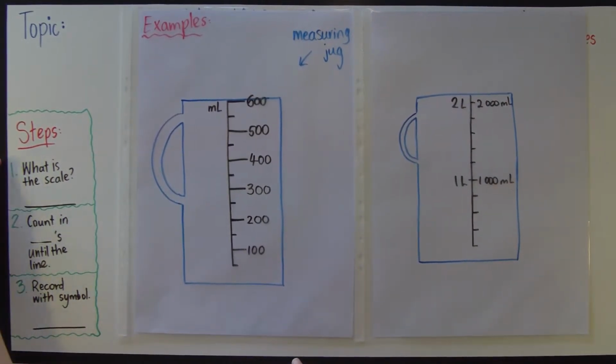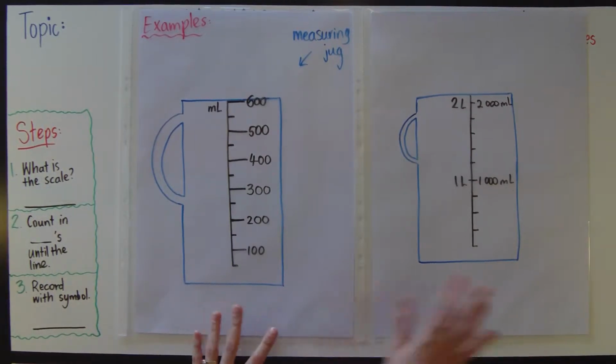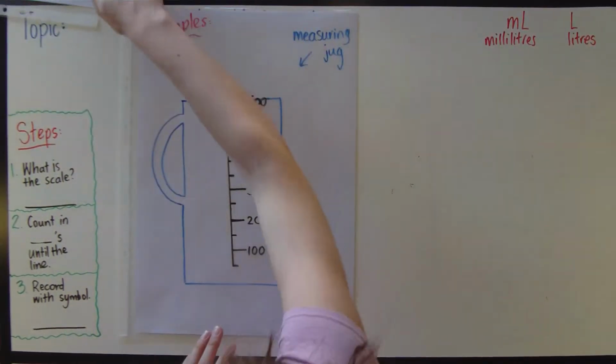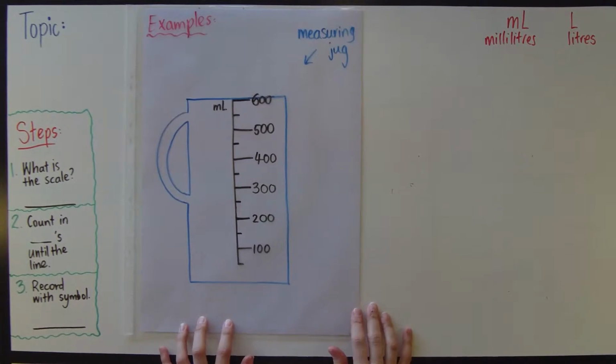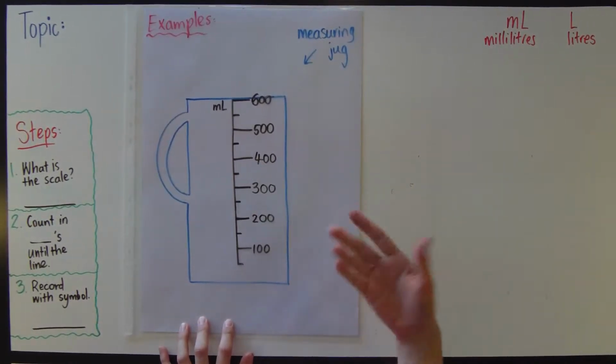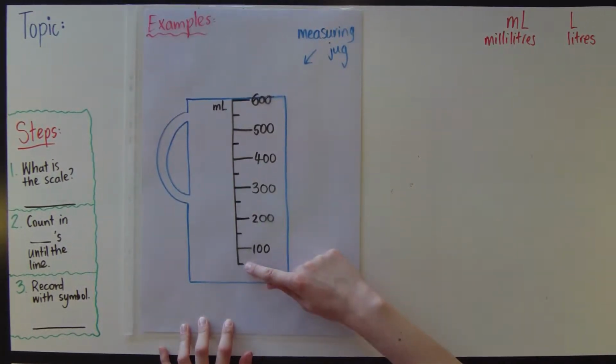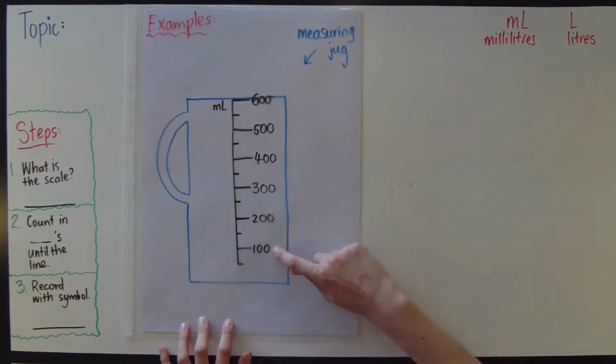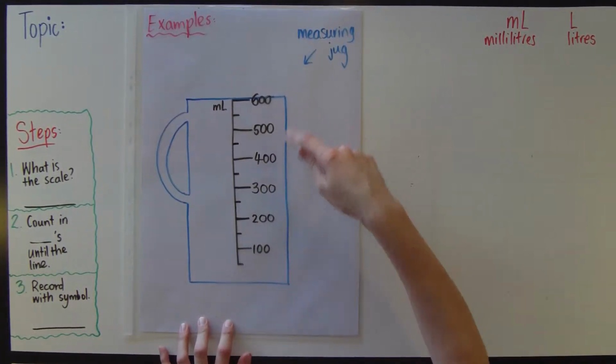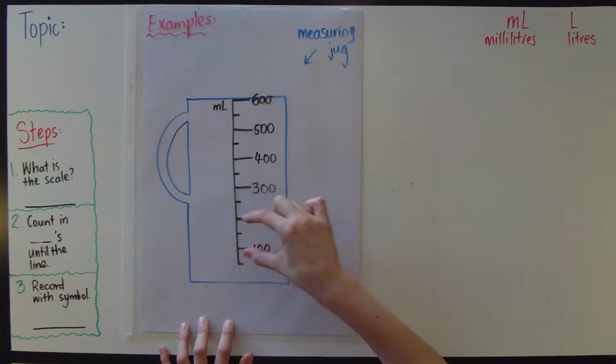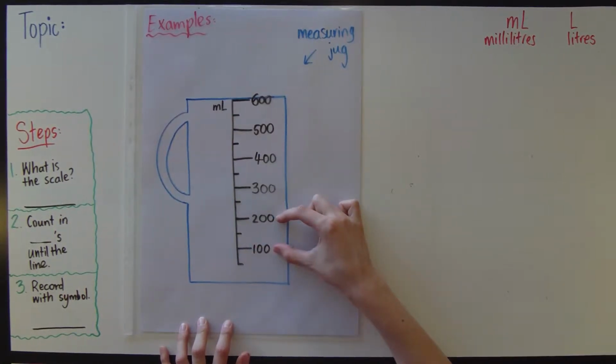Now we'll just follow the steps as we have for the last few videos on measurement. What is the scale? So let's have a look at this first one for now. We'll put the other one away. Let's have a look at the scale. What's it going up by? This line here is not shown, but this one here is. It says 100, 200, 300, and all the way. So these big lines, these longer lines, are going up by 100.